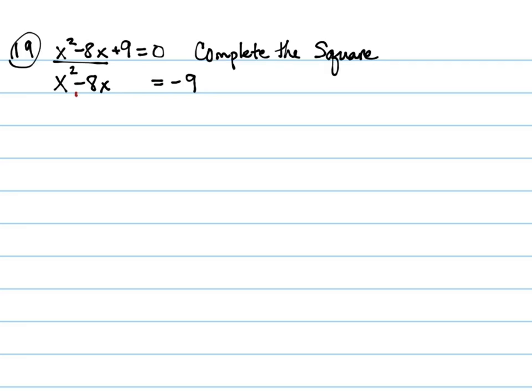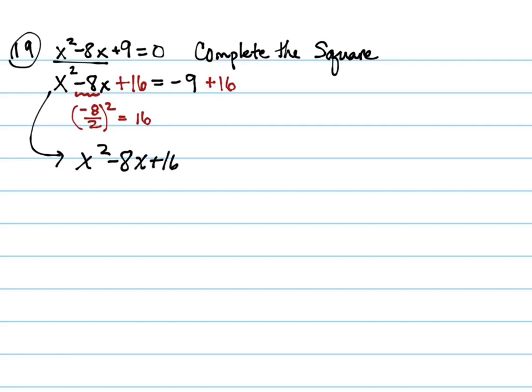Then we take the linear term, that's the term that's multiplied by x, and we take its coefficient, and we divide it by 2 and square it. So what is -8 divided by 2 squared? 16. And then that 16 will go in the blank spot I left here, but it also has to be added to the other side. Okay, so I end up with x squared minus 8x, whoops, left out the x, plus 16 equals 7.